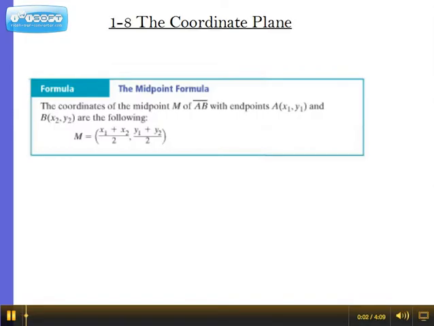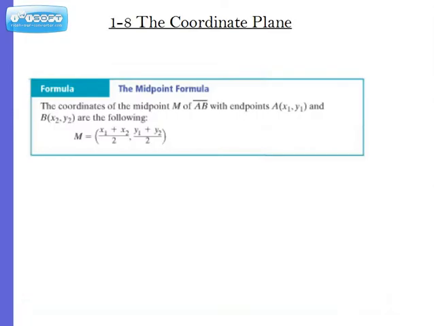Alright, this is our second video here for Chapter 1, Lesson 8 on the coordinate plane. This is for the midpoint formula. The midpoint formula lets us find and use the midpoint of a line segment. The coordinates for a midpoint M of the line segment AB that has endpoints A and B is the following. The midpoint is equal to the x-coordinate is (x1 plus x2) divided by 2, and the y-coordinate is (y1 plus y2) divided by 2. So we're going to use this in two different ways.